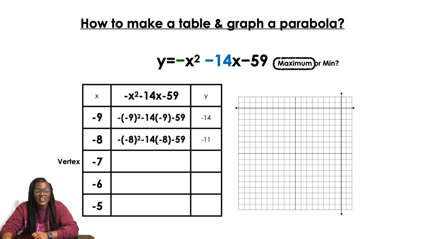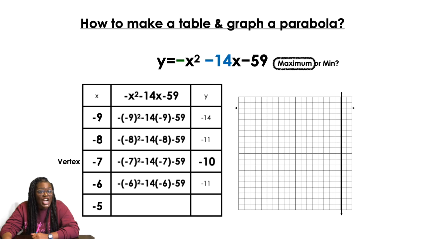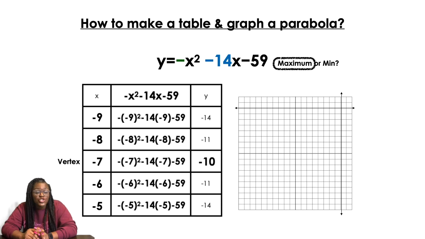For -7, you already did the work, because you know what the vertex is. It was the first problem that we did. So without doing all the work, you should already know that answer is going to be -10. But if you wanted to double check yourself, you could do the work. When I plug in -6, what am I going to get? -11. Are you noticing a pattern? What is this next number going to be? -14, because parabolas are symmetrical.